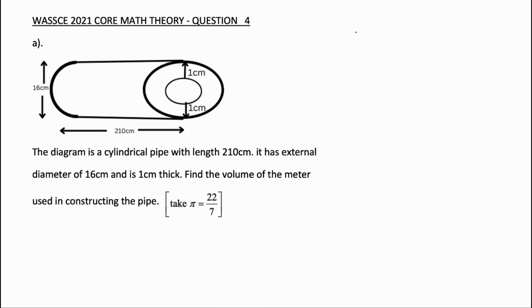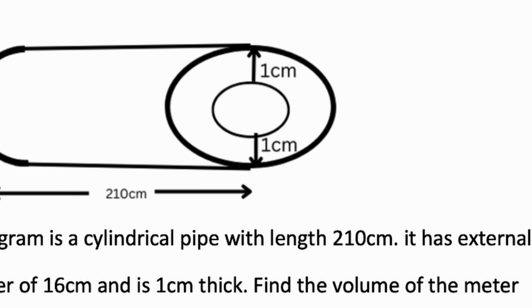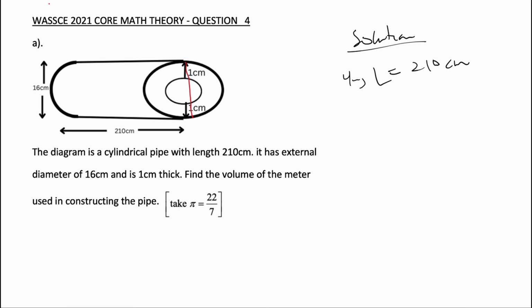So let's begin with our solution for question 4. We know the length of the pipe is 210 centimeters. It has an external diameter of 16 centimeters. So it means the whole of this is 16 centimeters. So big D is equal to 16 centimeters. The thickness is 1 centimeter.